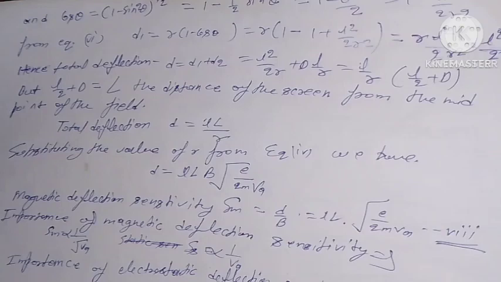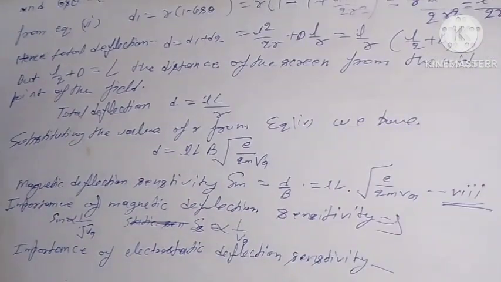Okay, next heading, dual beam CRO, cathode ray tube. Dual beam CRO.